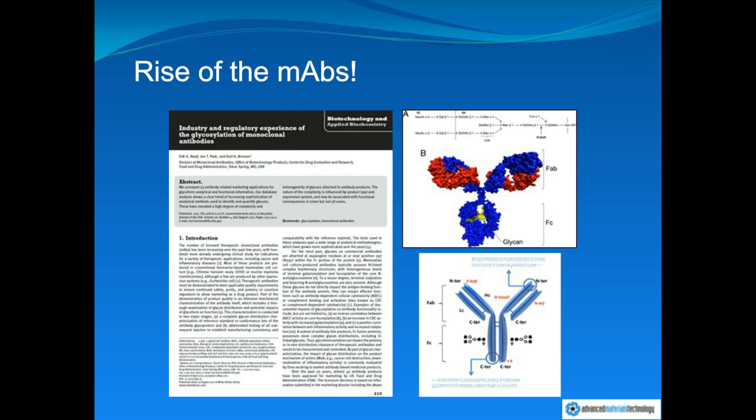Now, these are large molecules, about 150,000 molecular weight. When you reduce and alkylate, you do break off, so to speak, or release heavy chain and light chain subunits.